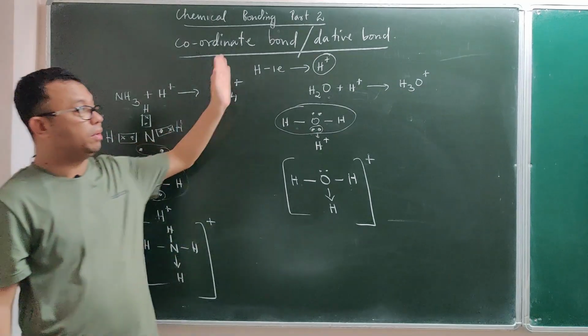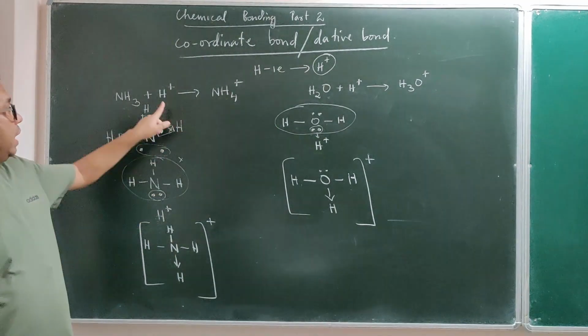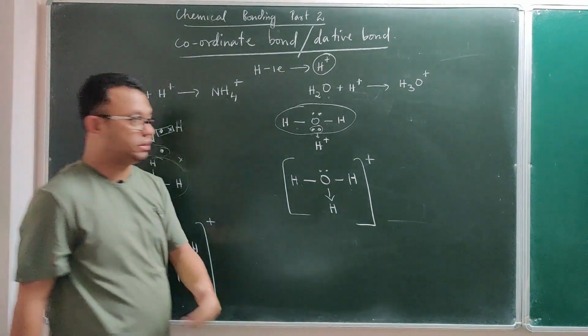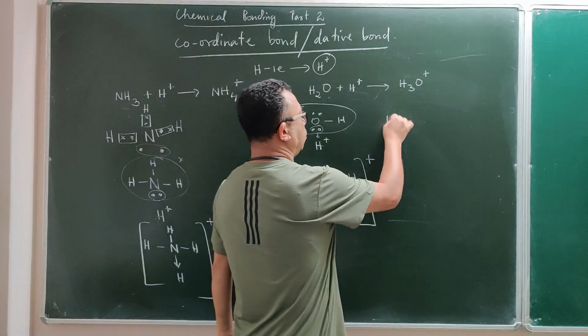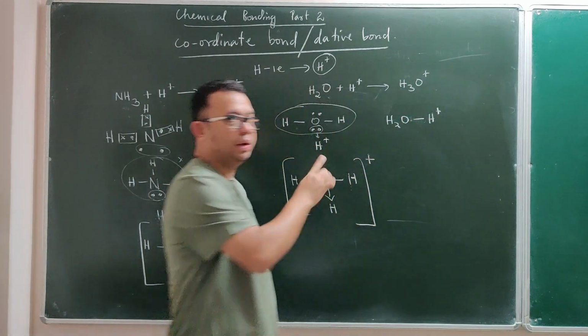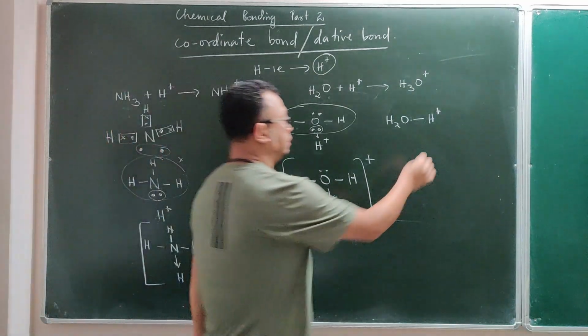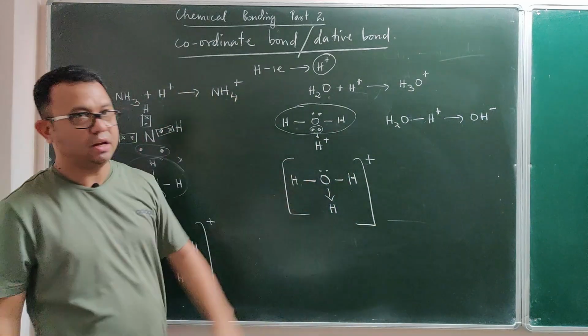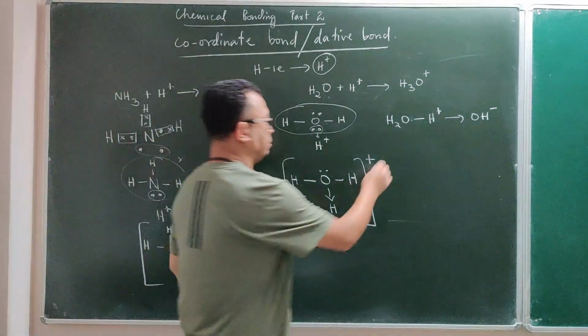So that was the formation of ammonium ion and hydronium ion, how you add H plus. Now the formation of OH minus is just the opposite. Let us see what that is. In water, if you can remove H plus from water, then you will get OH minus. We call that the hydroxyl ion. Okay, let's take an example again.